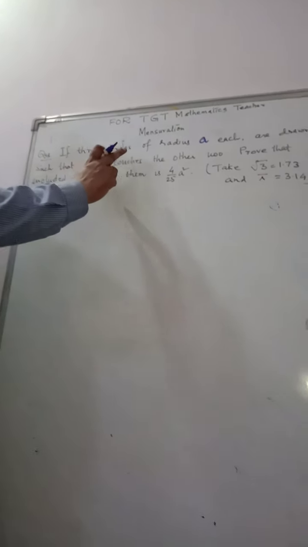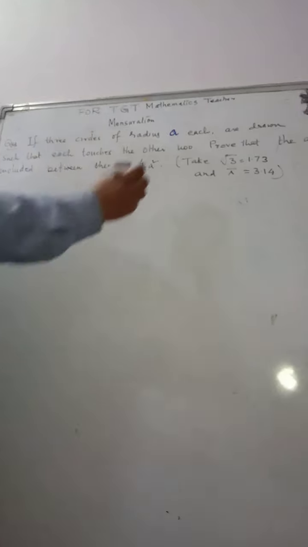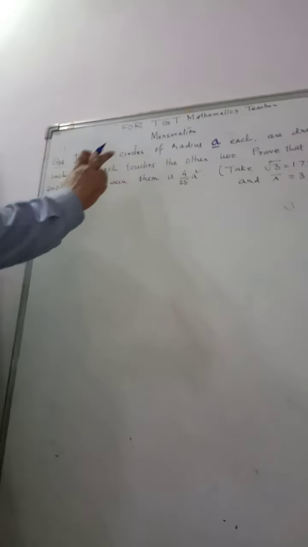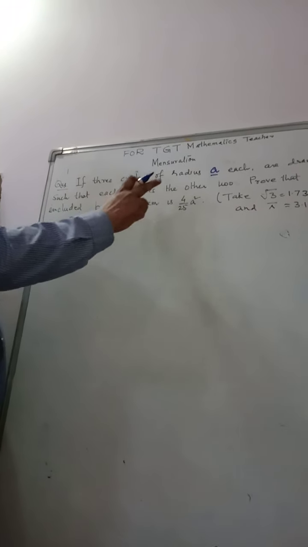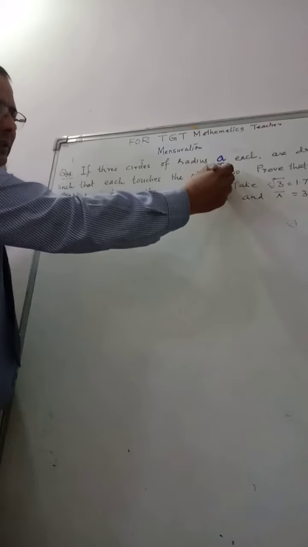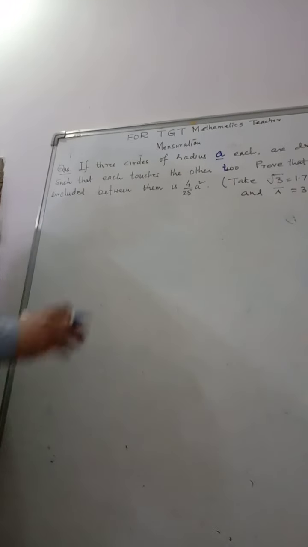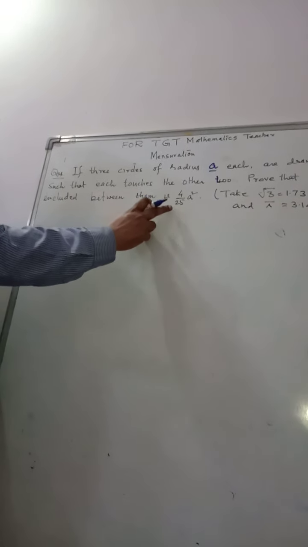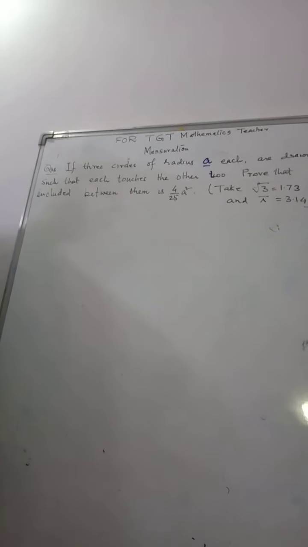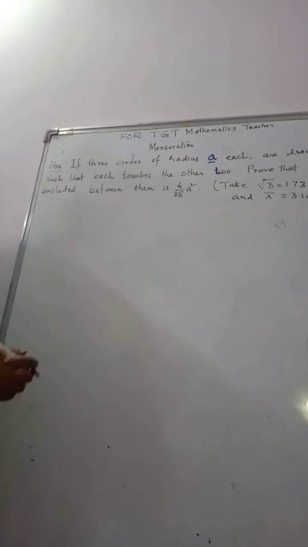If three circles of radius a are drawn such that each touches the other two circles, meaning all three circles touch each other, prove that the area included between them is 4/25 a square. Okay, the question is quite clear. It is very simple also.